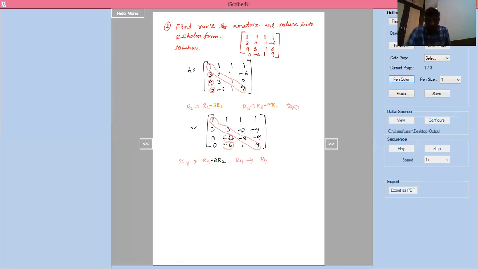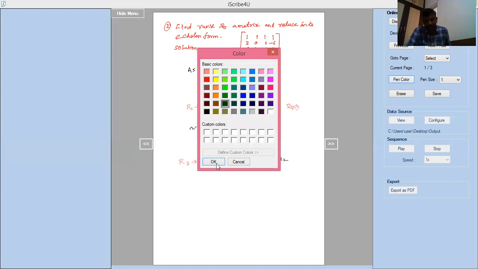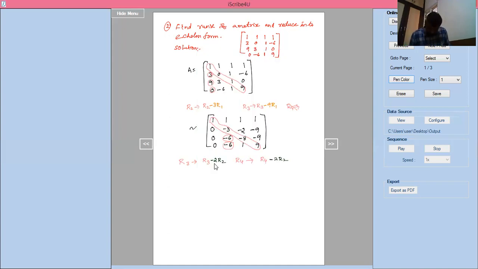Next one, here also minus 6 is there, here minus 3 is there. Here also I will do the same thing: minus 2 into R2. With these operations, I can simplify this. If you simplify it, the R1 row and R2 row I have not changed, so I will write as it is: 1, 1, 1, 0, minus 3, minus 2, minus 9.